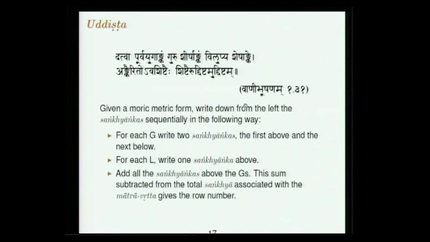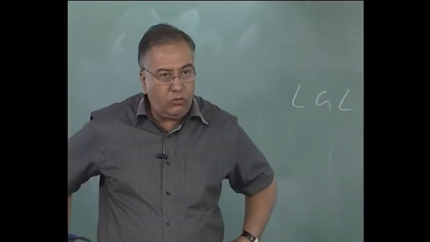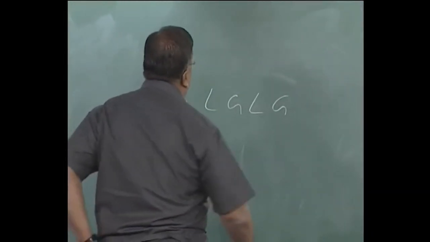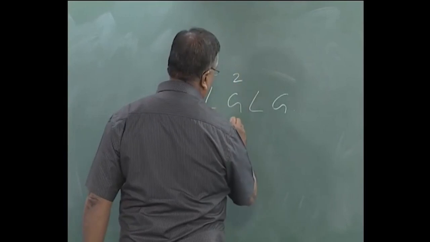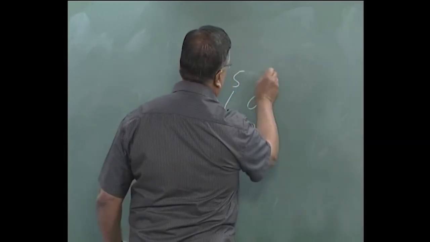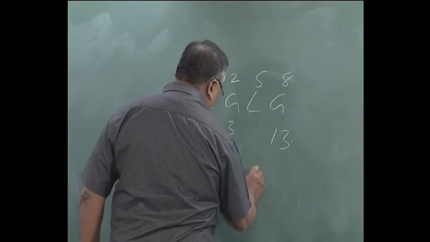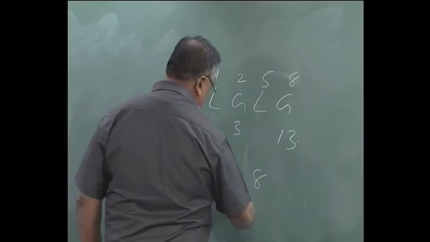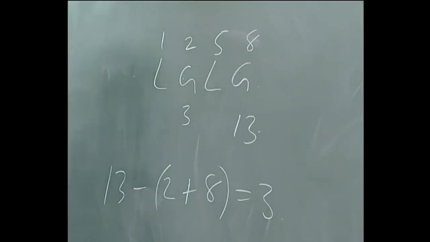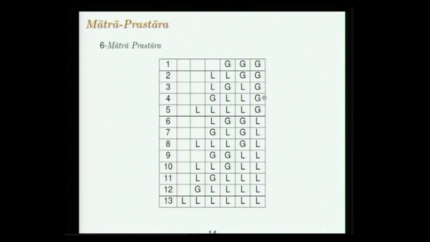So, we can take anything else. So, let us take some other example of 6 matras only, LG, LG. Let us find out which row it is in the 6 matra. So, again 1, 2, 3, 5, I am sorry, 8, 13, right? This is how the sankhyankas have to be written. Sum the sankhyankas above the gurus. Subtract it from 13, so that is equal to 3. So, actually this would be the row just LG, LG.